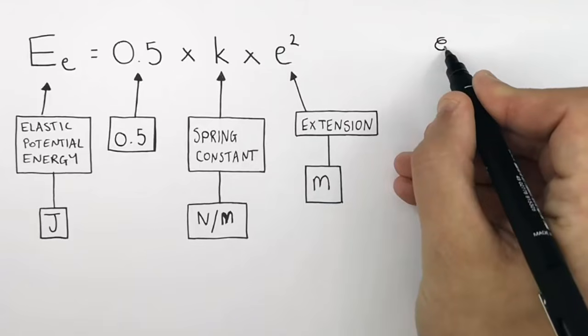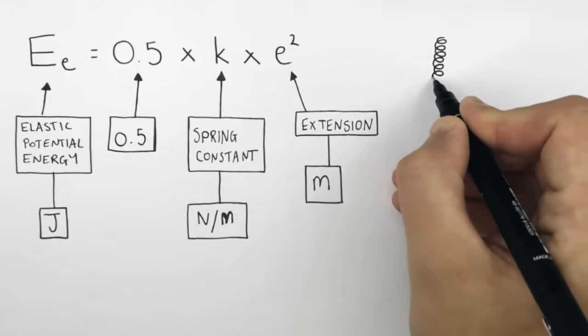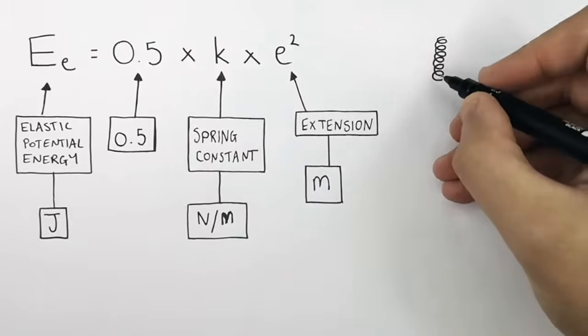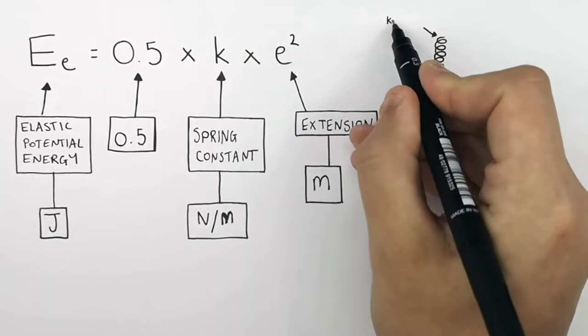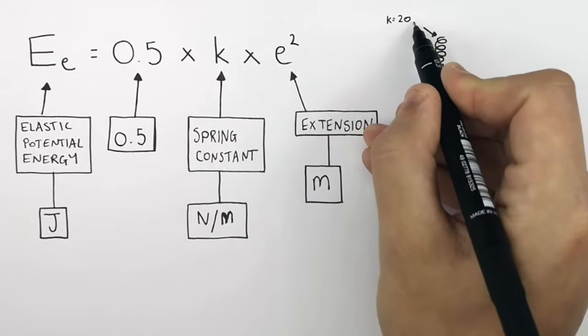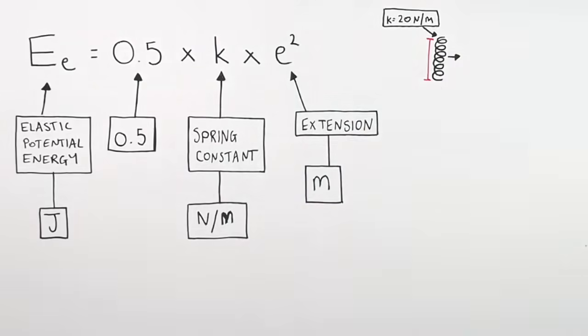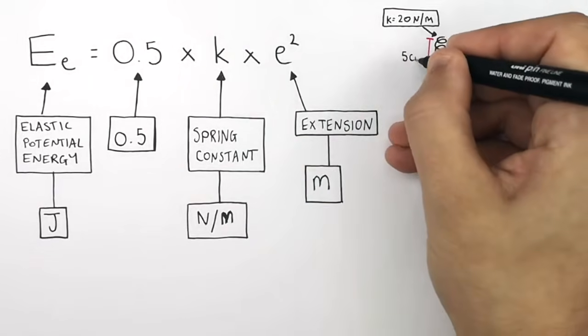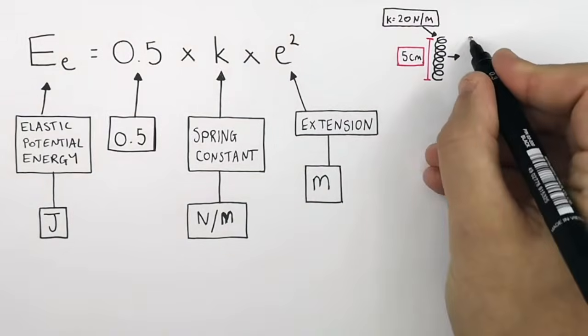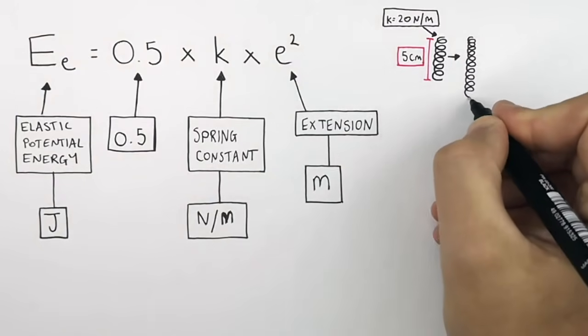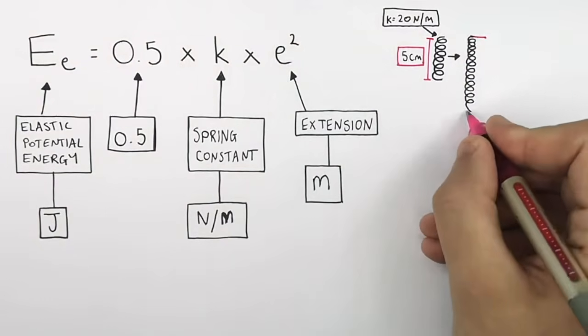So this is an unstretched spring with no energy in its elastic potential energy store. The spring constant K for this spring is 20 newtons per meter, and the unstretched spring is 5 centimeters in length. The spring is stretched to a final length of 10 centimeters.